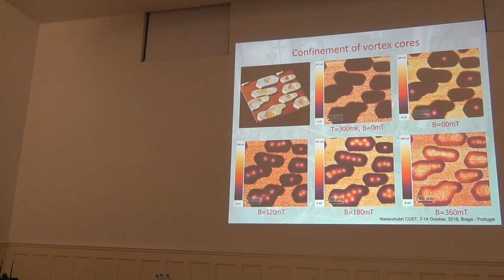Now let's go to a higher field. So we have more vortices. They already start to organize in a lattice, you see, like in the Abrikosov case.